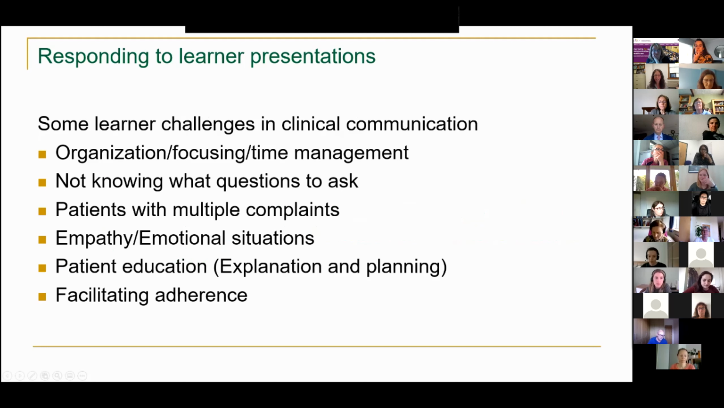So part of it is just being organized, managing their time, not knowing what questions to ask, especially for early learners, not knowing how to deal with patients who have more than one complaint, empathy, emotion, that seemed to be a big theme in your responses, patient education skills. So when they're sharing information with patients, doing it effectively, things they can do to help patients follow recommendations. So those are some of the main ones we see. There's certainly more.